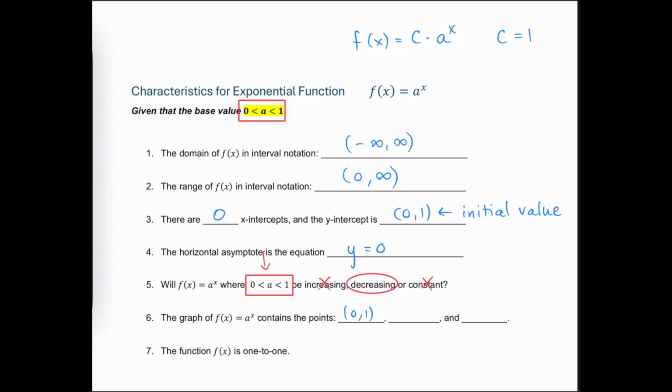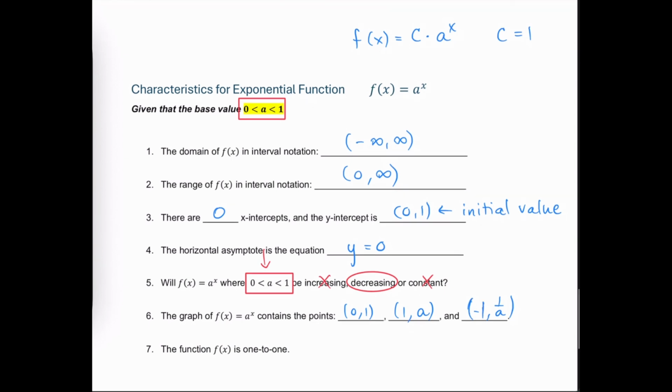We noticed above that 0, 1 was a point on the graph, and the domain element 1 is going to correspond to the growth factor, and -1 corresponds to the reciprocal of the growth factor. These 3 points are on our graph. Again, our exponential function is 1 to 1, and we'll just notice for now that it passes the horizontal line test. And these characteristics are going to hold true for any exponential function whose initial value is 1 and whose growth factor is a fraction.